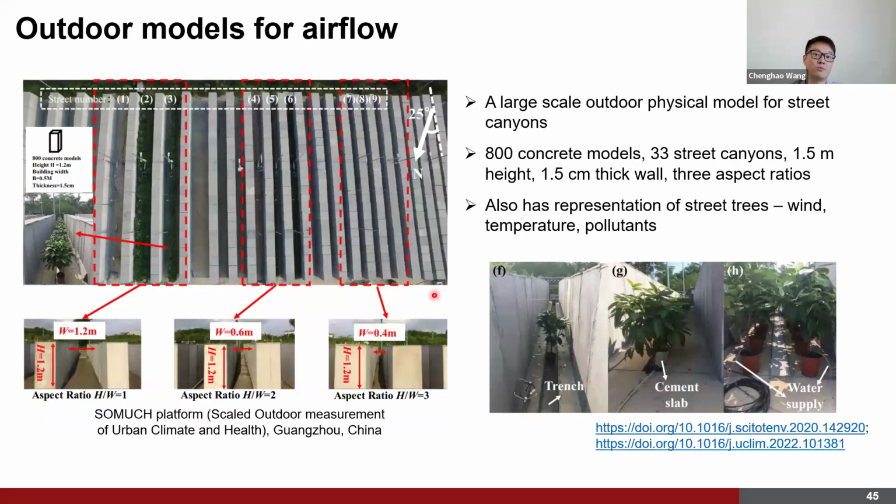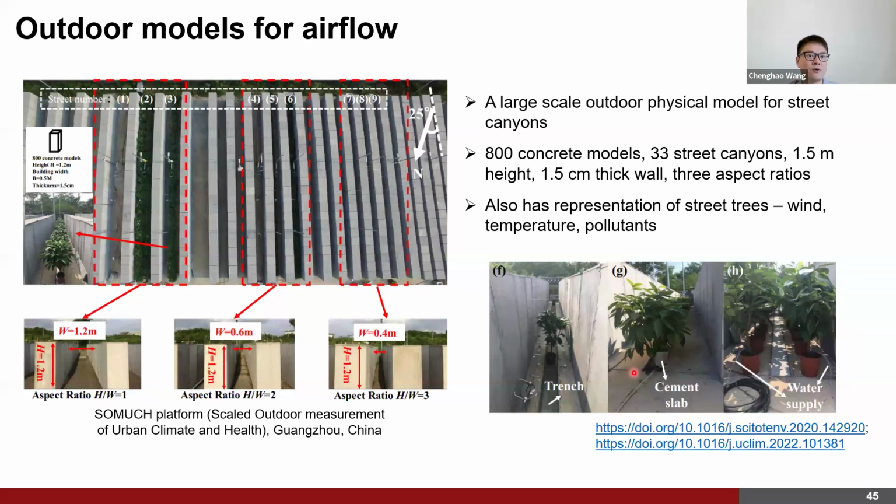And recently, another group of researchers in China also created another scale model platform called So Much in Guangzhou, China. They use several rows of these concrete blocks to create straight canyons with different canyon aspect ratios, which is the ratio of building height to canyon width. They also have live plants to simulate the impact of street trees on wind, on temperature, and also on pollution dispersion.